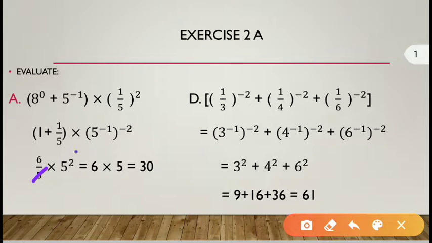Now this can be cancelled. Here 5 square, when you divide by 5, only 5 will remain. So 6 into 5 in the numerator, and this will give you 30.